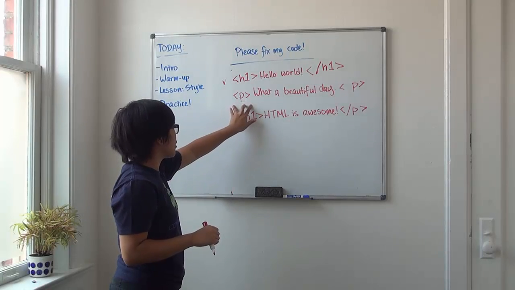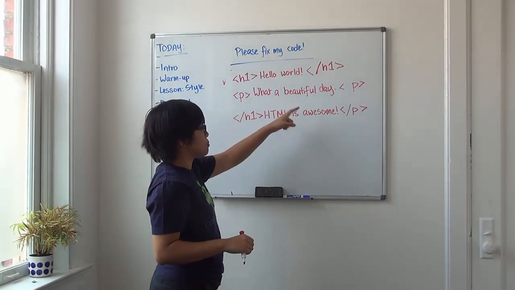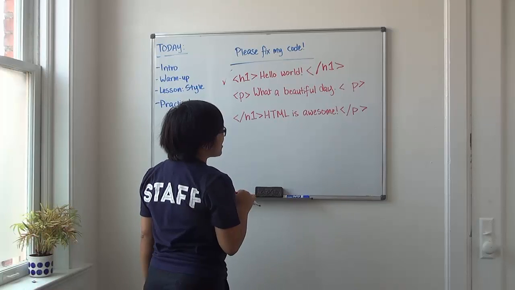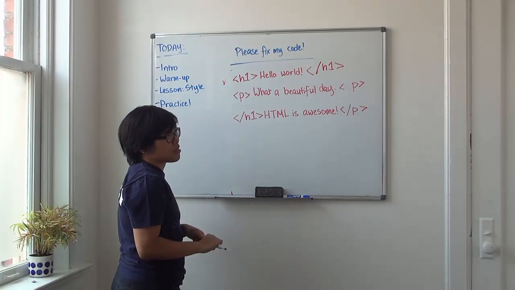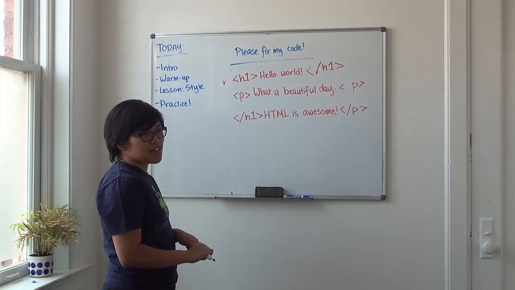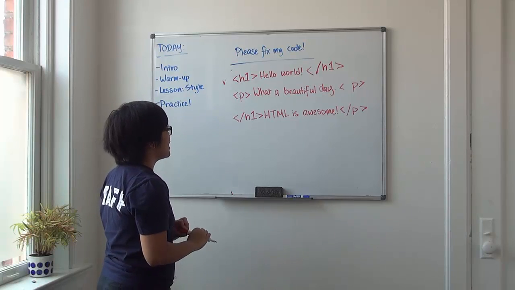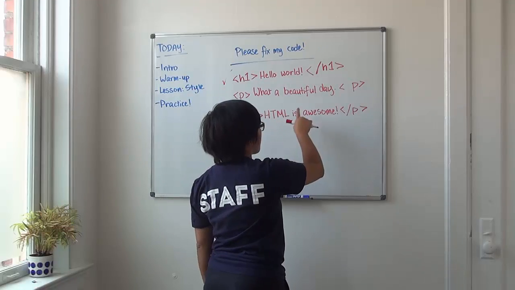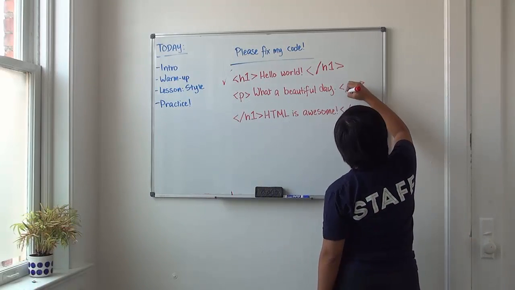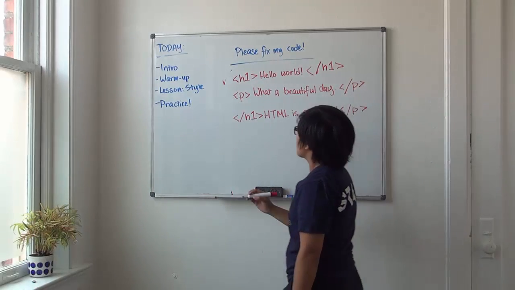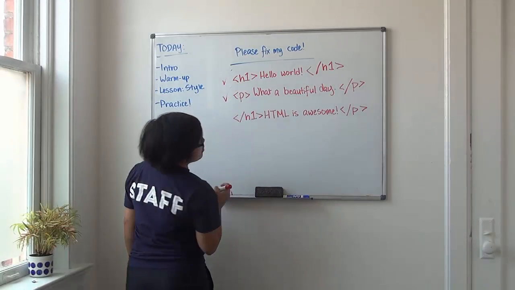We have a paragraph tag here that says, "What a beautiful day." But then at the end, there's a weird space there. Do you think there's something missing in that space? The slash. Yeah. So they also forgot to close this tag. So let's close that up. Now this one is all fixed up.